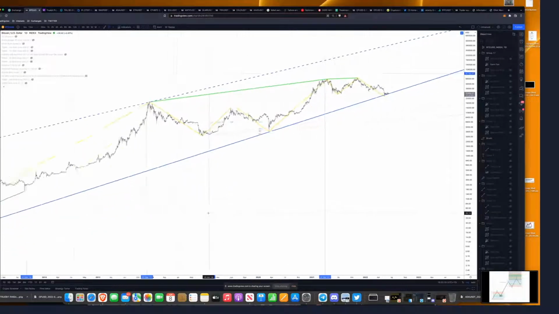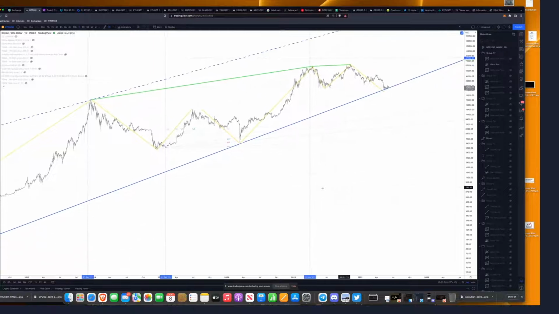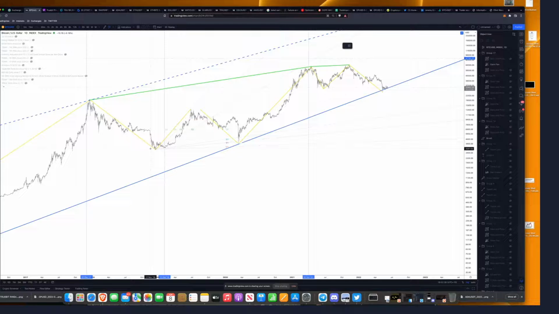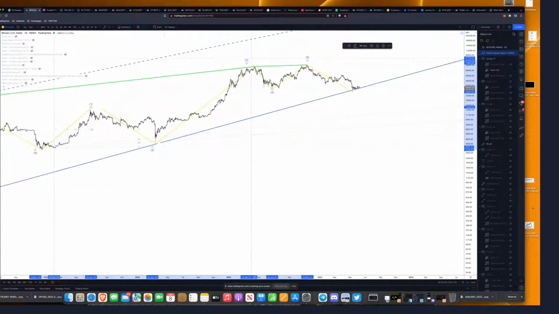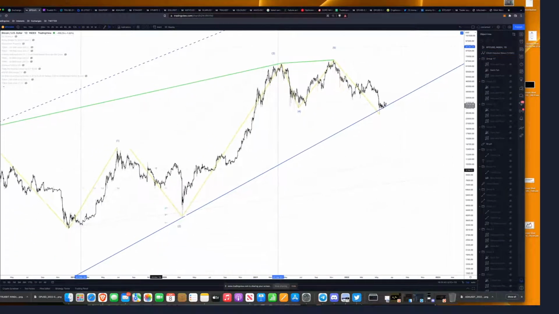And what we have here, based on Elliott wave theory, we had our 1, 2, 3, 4, 5. And if we do that in dark, that's basically what we had. And I think many people will agree on that. 1, 2, 3, 4, 5.